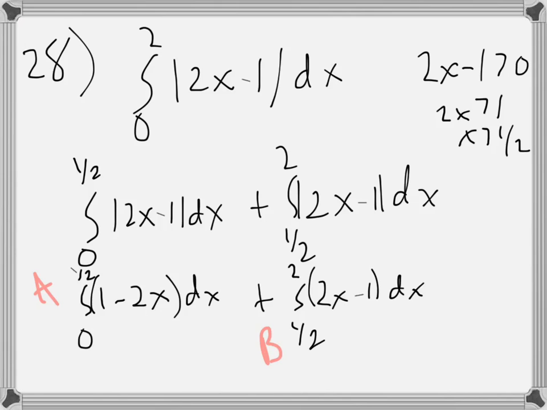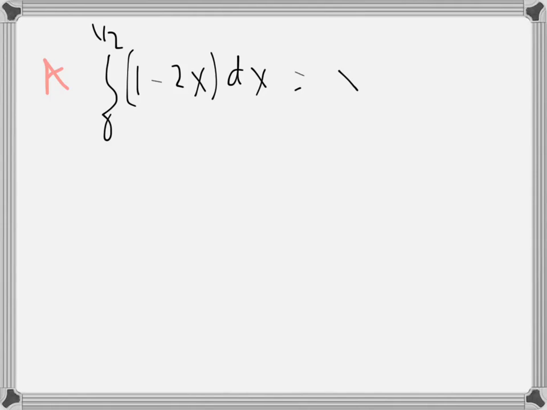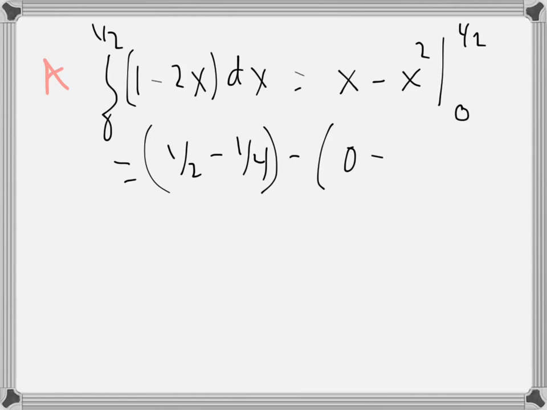So first let's do integral a, which is from 0 to 1/2, 1 minus 2x. When you integrate, you get x minus x squared. Plug in 1/2 and then plug in 0. So that'll give you 1/2 minus a fourth minus 0 squared. And all that together is going to be 1/4.